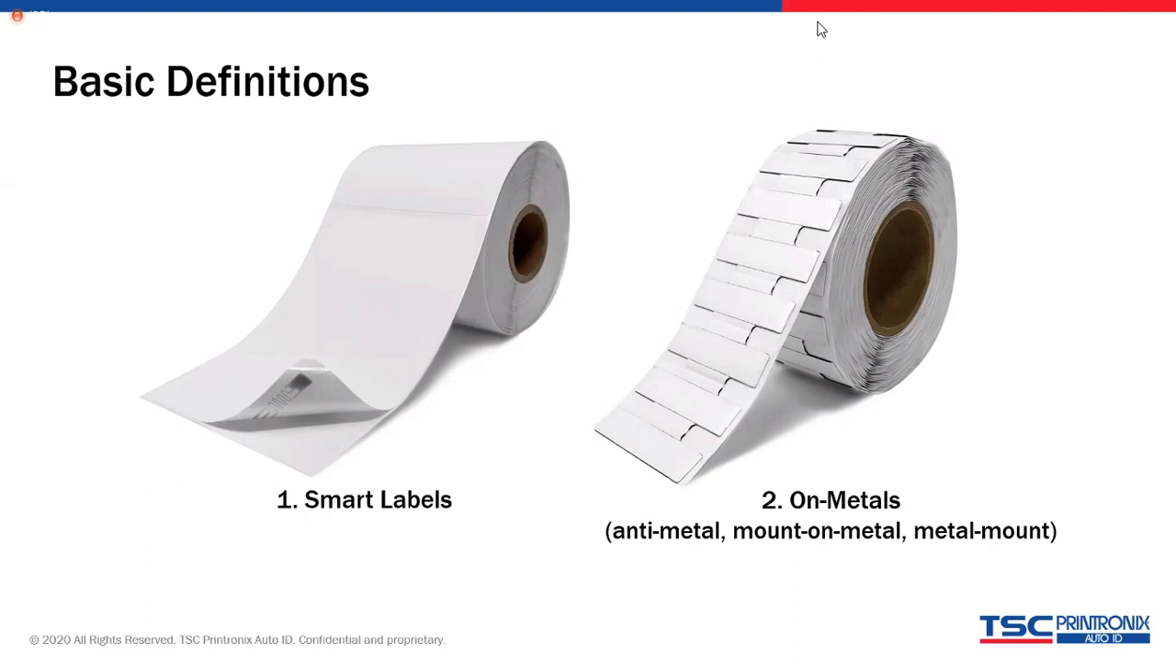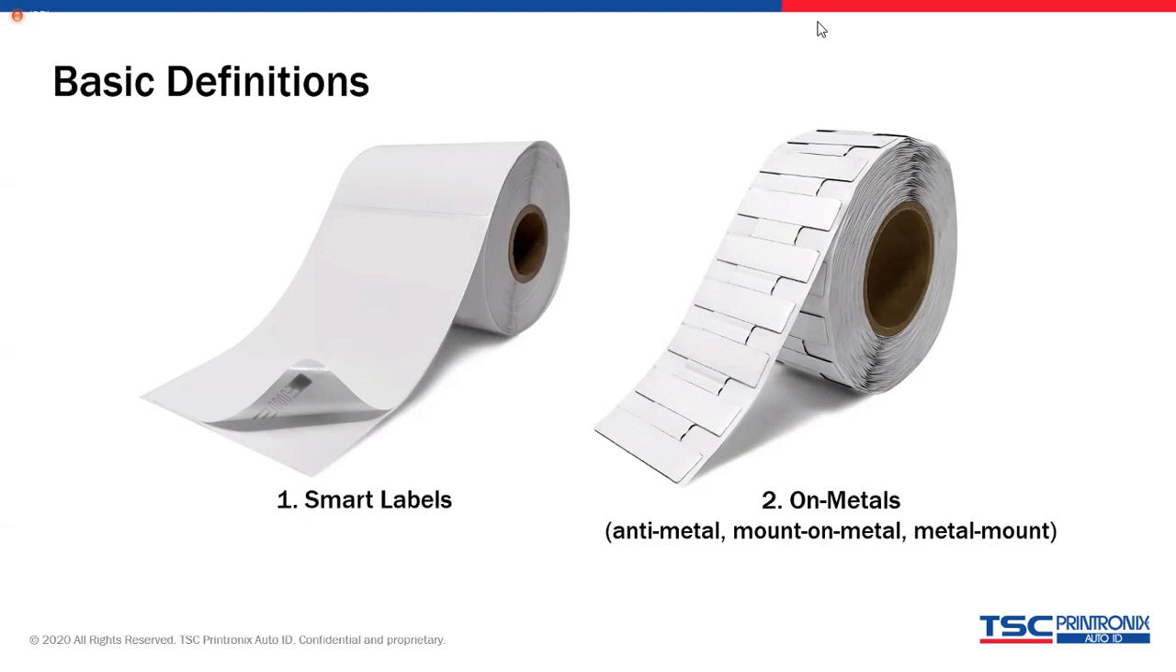On the right side, you see a fairly typical roll of on-metal tags or on-metal labels. Conceptually, they're the same thing as a smart label. It's a roll of labels that you load into an RFID printer. You run them through the printer and you print the barcode label portion on the on-metal tag. And at the same time, you are encoding the RFID portion of the on-metal tag, which is not visible here, but it's just underneath the face stock of the label.